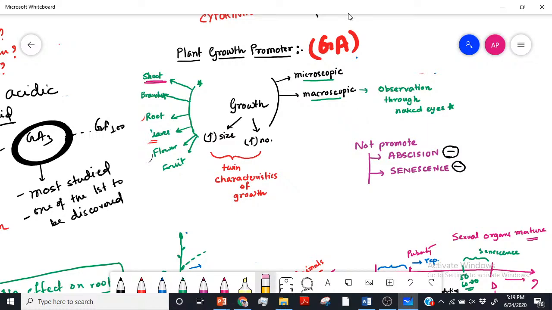Now over here in plant growth promoters, what we are supposed to know is that they will promote growth and they will not promote abscission or senescence. In case of growth, there are two characteristics: increase in size and increase in number of individuals. Those are the twin characteristics of growth. On the other hand, on the basis of observation of growth, I did not understand what you're trying to say. I mean, biological functions. Yeah, biological functions are going on.